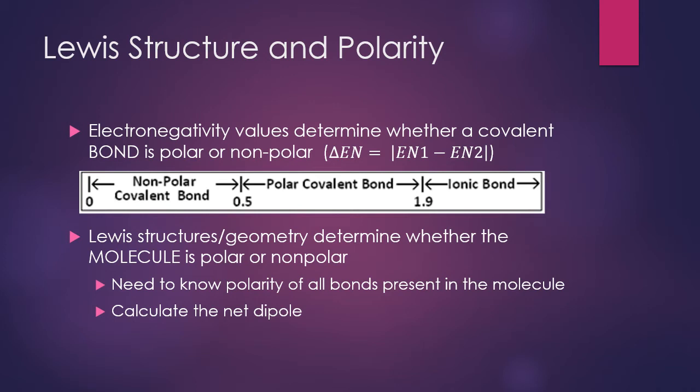Well, now what we're going to do with the structures, the geometry, we're going to use it to determine whether the entire molecule is polar or nonpolar. Because you can actually have polar bonds on a molecule where individual bonds are polar, yet the molecule itself is nonpolar. So the geometry is going to help us figure that out.